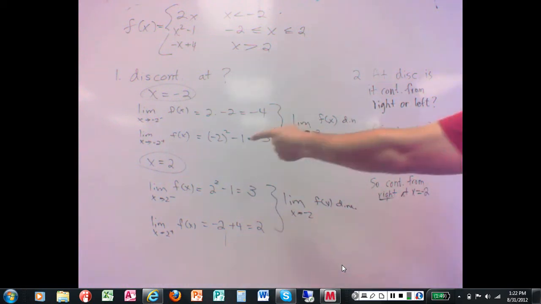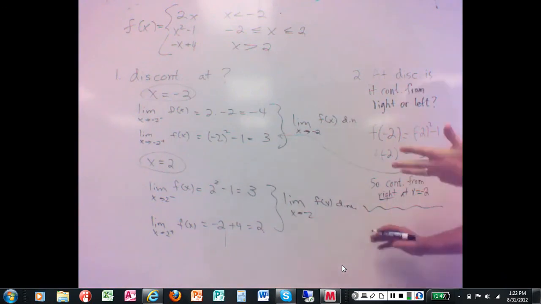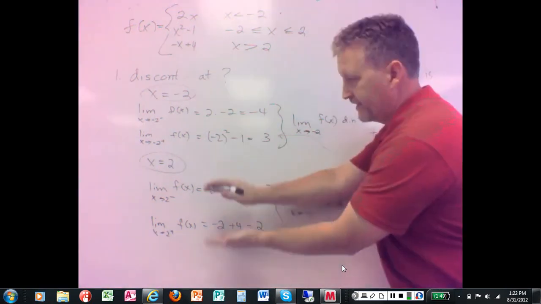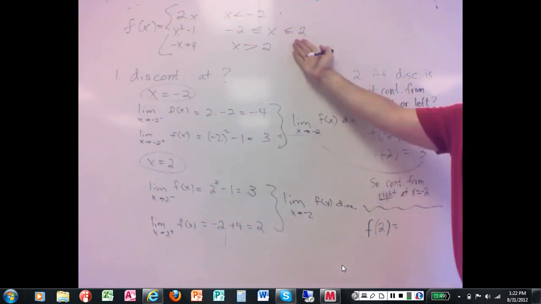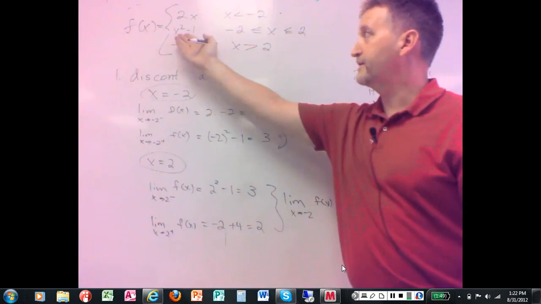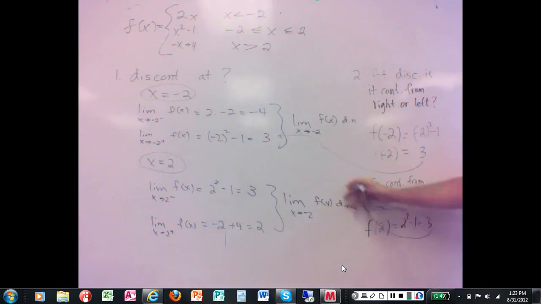All right, so let's check at positive 2. Again, we've got the limit from the right and the left at positive 2. So let's just see what the function value is at 2. Again, it's the equal to 2 that I'm looking for, so it's the x squared minus 1, which is also 3. Which one does that match up with as far as the limits go? It matches with the limit from the left.